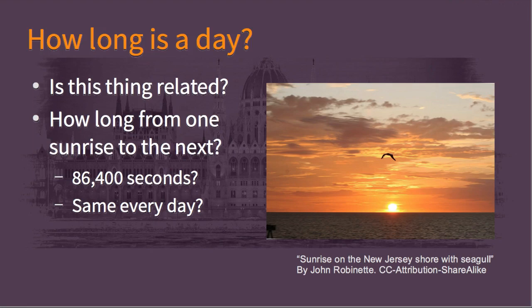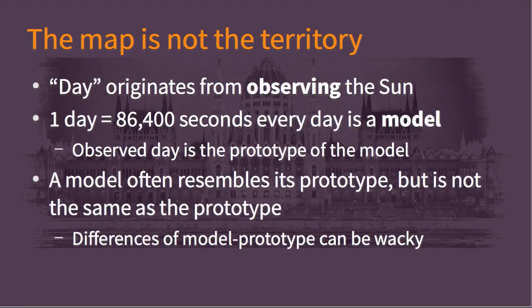But see that bright thing in the picture? Does that have anything to do with how long a day is? Suppose you were to measure from the moment of sunrise on one day to the moment of sunrise of the next day. How long a time would that be? Would that be 86,400 seconds? I suspect not. And would it be the same every day? I suspect not. So there's another way of measuring how long a day is, and it has to do with observing the sun. And that's actually the older way of measuring how long a day is.